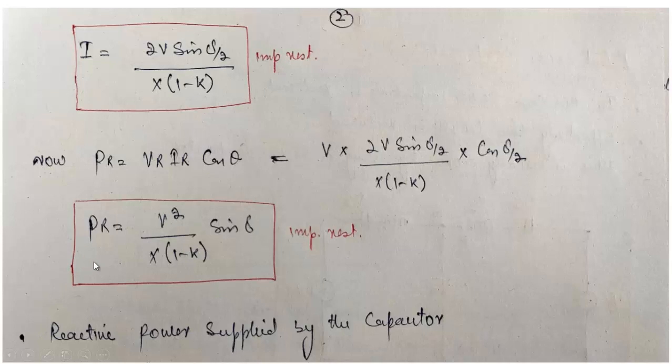So you can see from here, as k is equal to 0, there will be no improvement in the power transfer. When k increases, for example k is equal to 0.5, 1 minus 0.5 is 0.5, and 1 divided by 0.5 will be twice, so it will increase by twice. So depending on the value of k, the maximum value of PR can be increased.